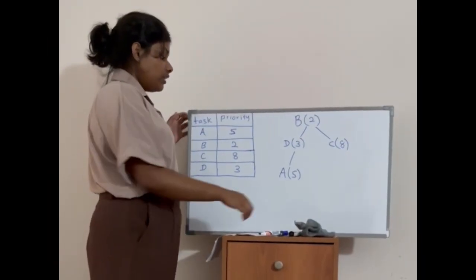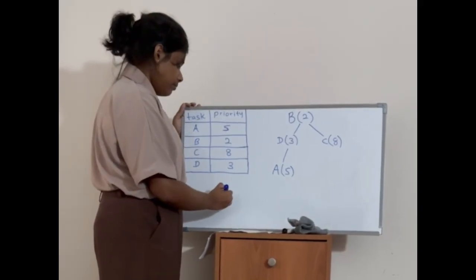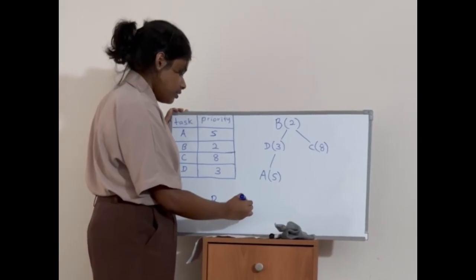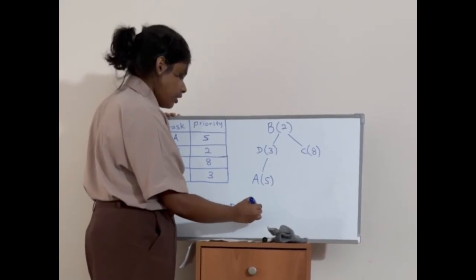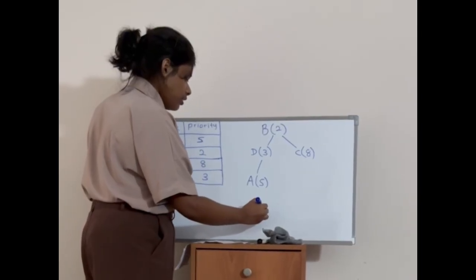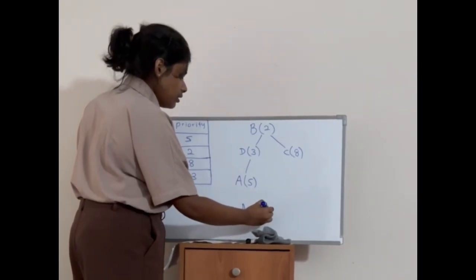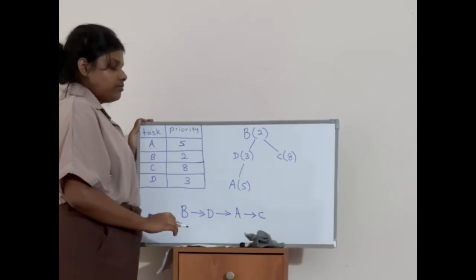So, the order of the tasks performed will be B, then D, and then A, and at the end it will be the task C. Now we can see that to determine the order of the priorities, it doesn't matter which element was inserted first. The only thing that matters is the priority level of each element.